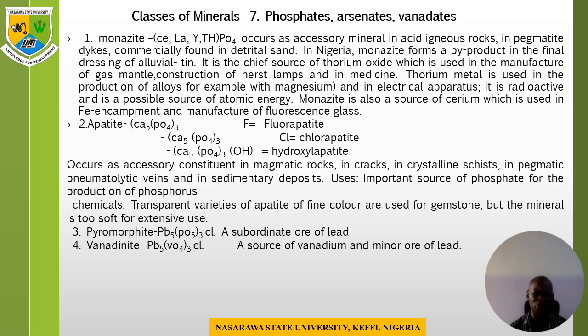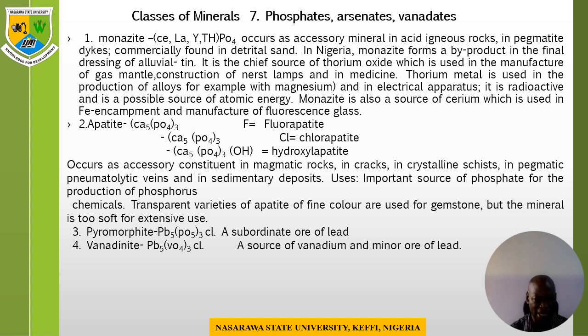It is the chief source of thorium oxide, which is used in manufacture of gas mantles, construction of projector lamps, and in medicine. Thorium metal is used in the production of alloys, for example, with magnesium, and in electrical apparatus. It is radioactive and is a possible source of atomic energy. Monazite is also a source of cerium, which is used in arc carbons and in manufacturing glasses.